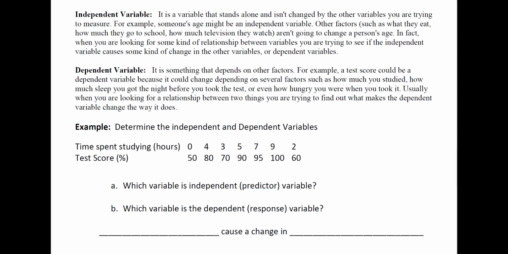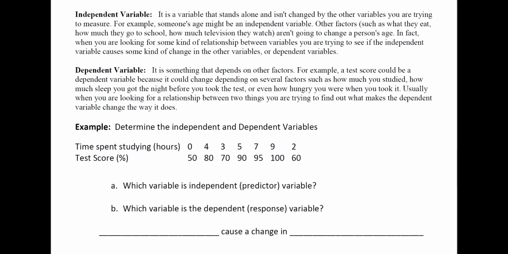Dependent variable. It is something that depends on other factors. For example, a test score could be a dependent variable because it could change depending on several factors, such as how much you studied, how much sleep you got the night before you took the test, or even how hungry you were when you took it. Usually, when you are looking for a relationship between two things, you are trying to find out what makes a dependent variable change the way it does.